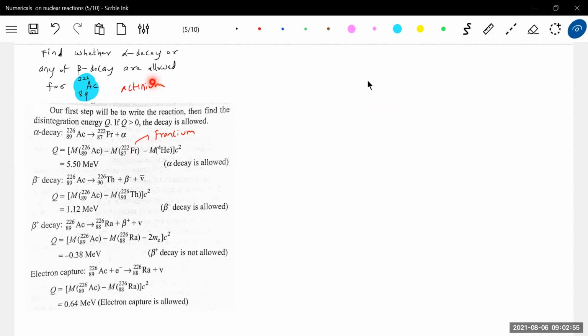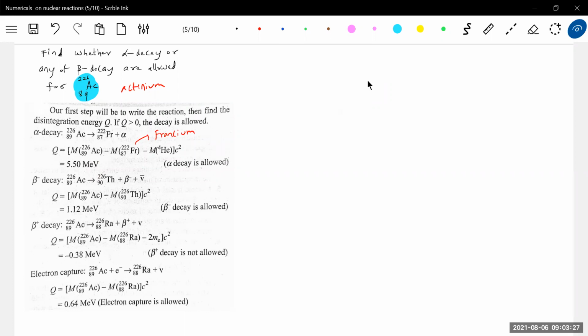If I give the atomic mass units of actinium and francium, then work out Q. If Q is positive, on its own it will undergo alpha decay. No need of any help. The element itself can undergo alpha decay. These are very popular. In the advanced exam, they may just give some reactions with atomic mass units, and ask whether this reaction is possible or not, on its own.